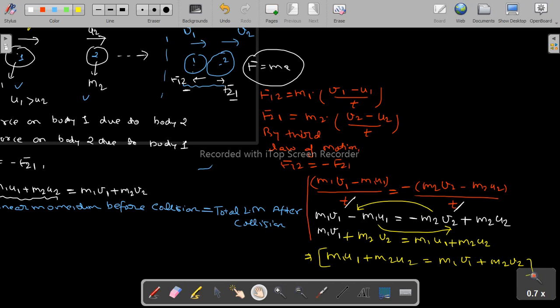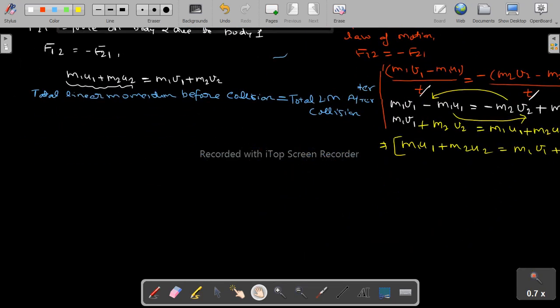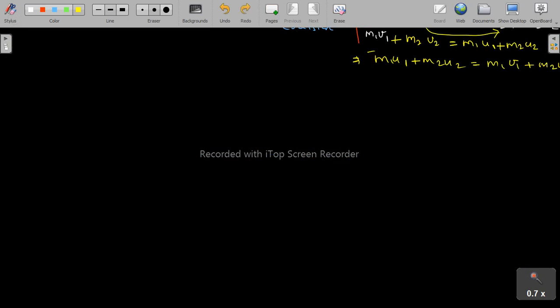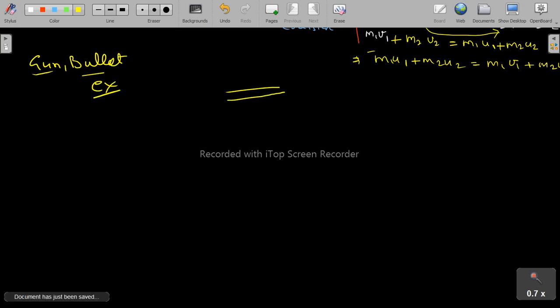Now consider one important case of linear collision, conservation of linear momentum. Consider a gun and a bullet, when a bullet is fired from a gun. Take this example and understand this. Suppose this is the gun and there is a bullet.